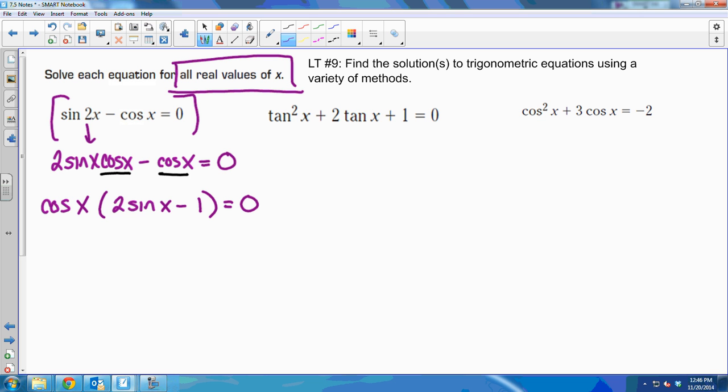Right, so what do you do now? Set cosine x equal to 0 and set 2 sine x minus 1 equal to 0. I'm going to go ahead and solve the second equation real fast. You would add 1 and divide by 2, right?